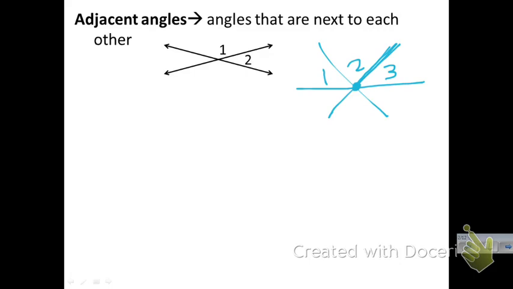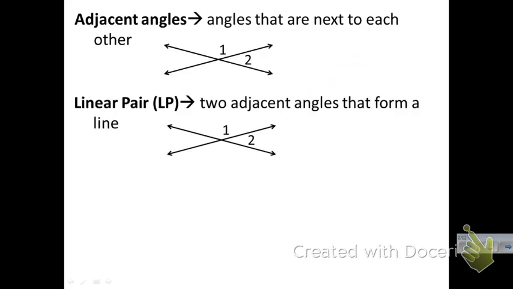So that hopefully will help you with the difference between adjacent angles and a linear pair. A linear pair has to be adjacent, but they also have to form a line. So while these are adjacent, specifically here they're a linear pair because they do form a line. And then we also talked about because they form a line, the measures of those angles will add to be 180 degrees, a straight angle.